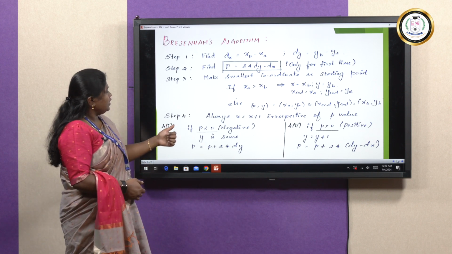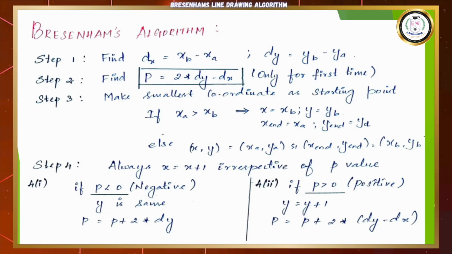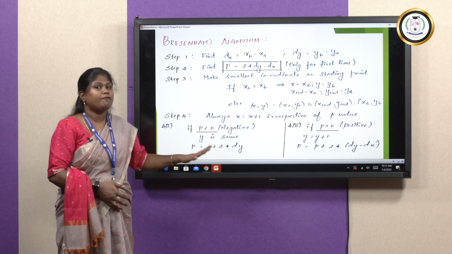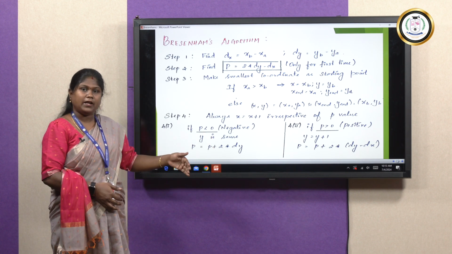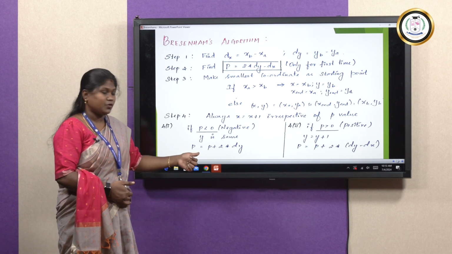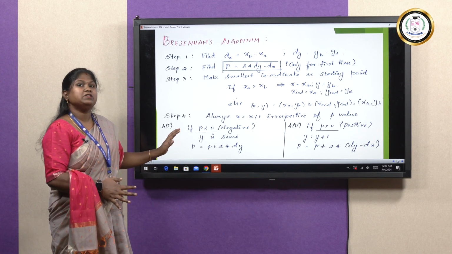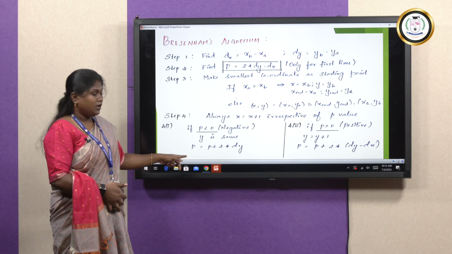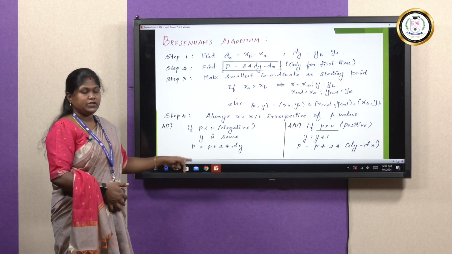And step 4, we use the p-value. Irrespective of the p-value, our x value will keep increasing by an interval of 1. So always x is equal to x plus 1 irrespective of the p-value. But based on the p-value, the y value will change. If p is less than 0, which is negative, the y value will be the same. But the next p-value has to be computed with this formula: p is equal to p plus 2 dy.